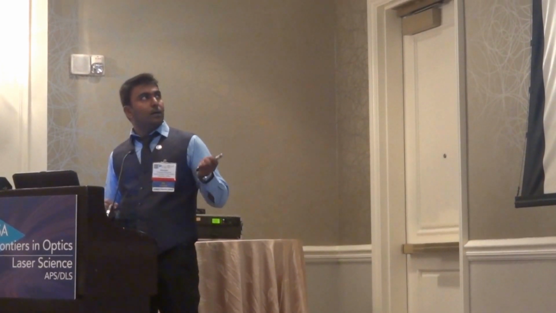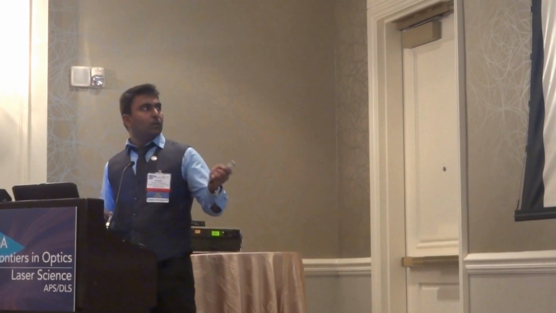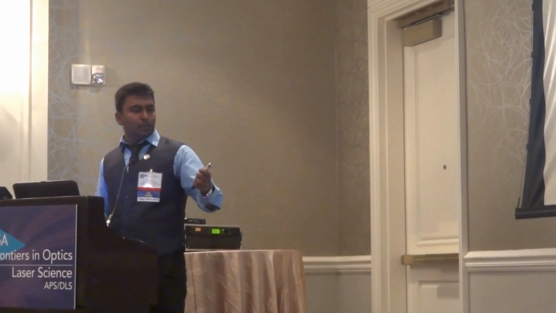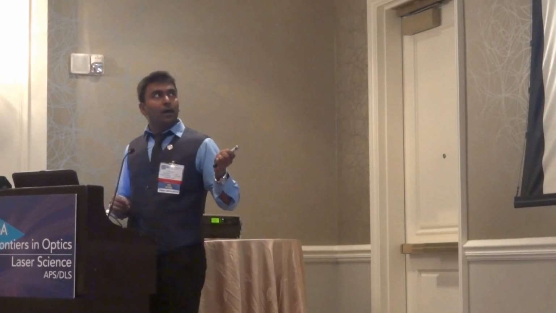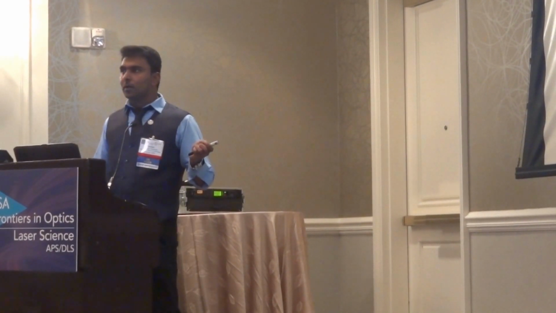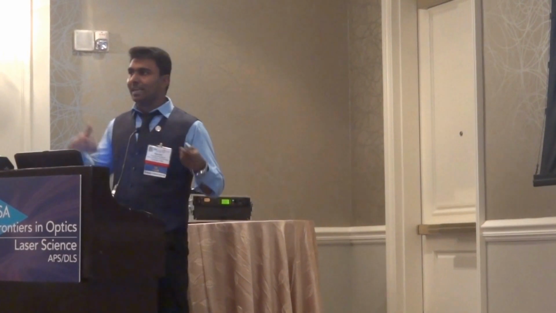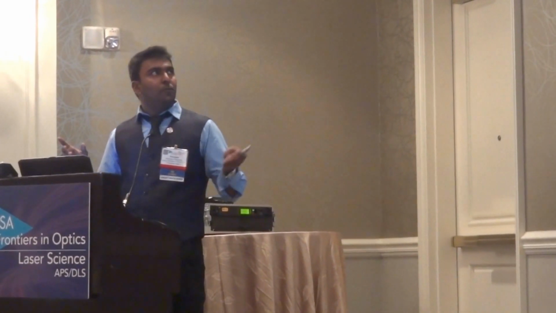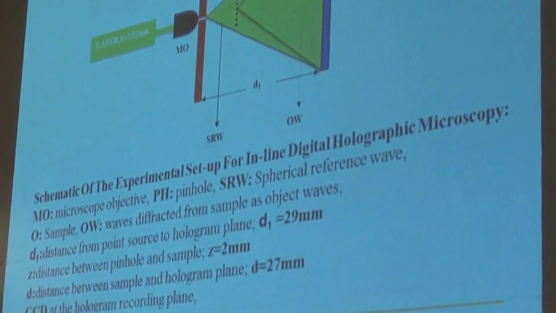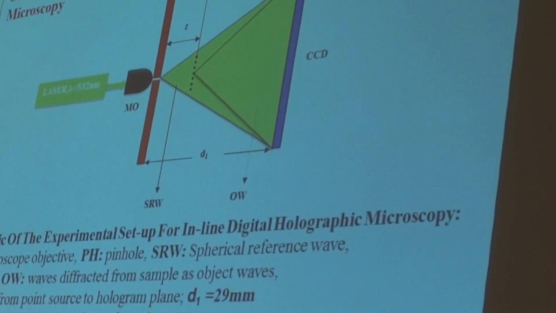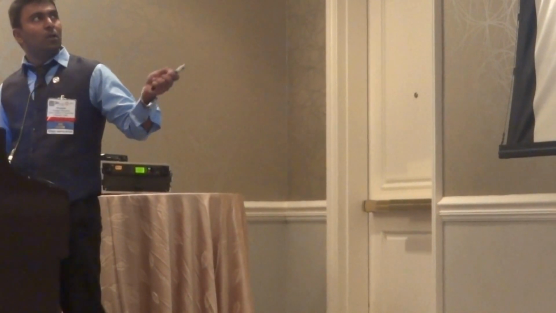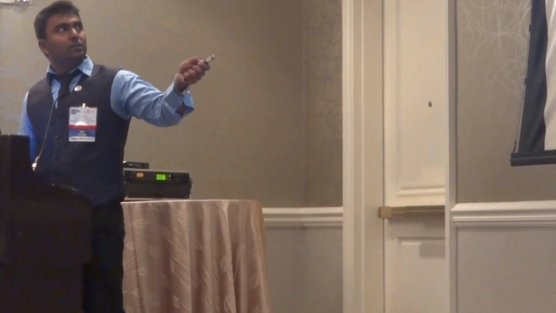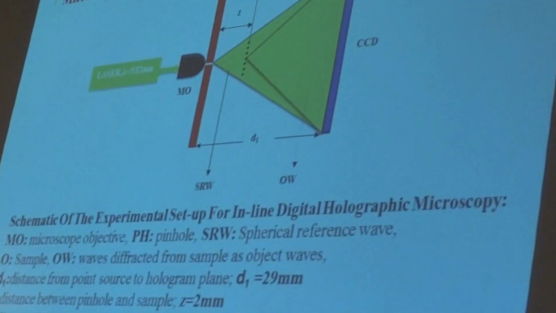This is the general scheme which we use. We have a 532 nanometer laser. It passes through a microscope objective. A microscope objective is just a magnifying glass with short focal length, and you pass it through a pinhole. The pinhole removes the higher order aberrations, the optical harmonics. Finally, in our case it's polystyrene beads. You can see O is there, it's a polystyrene bead.